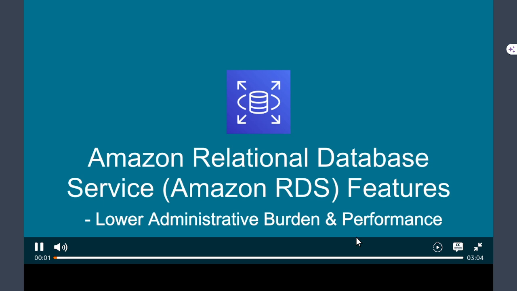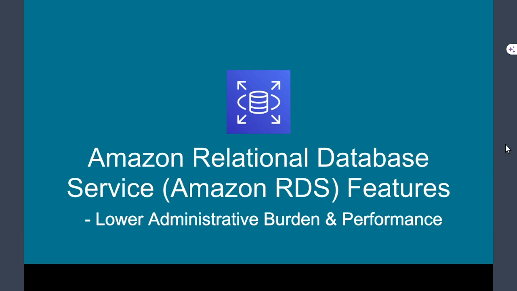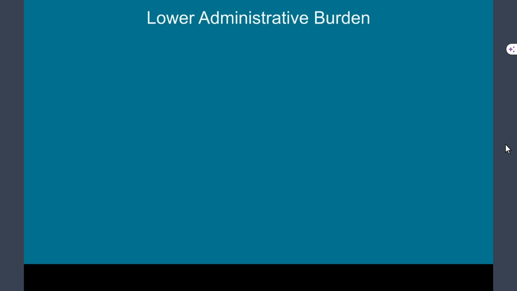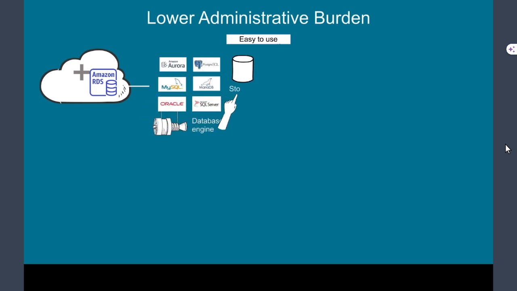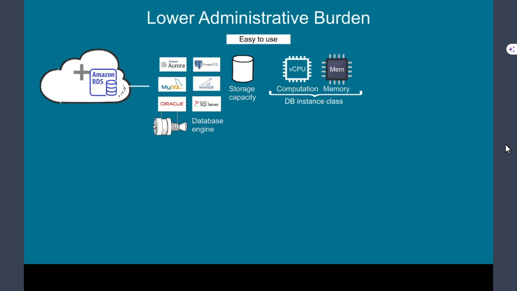Amazon Relational Database Service features. Lower administrative burden and performance. First, let's start with the features that help you lower administrative burden. It is easy to use. When you create an Amazon RDS DB instance, you can choose the database engine, storage capacity, CPU, and memory of the instance. The DB instance class determines the computation and memory capacity available to a DB instance.